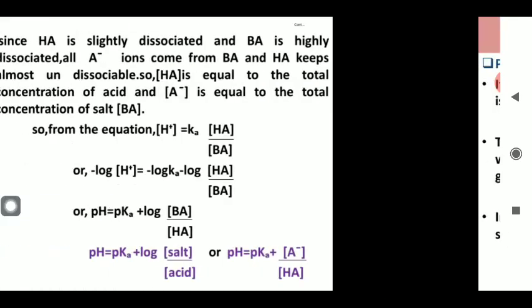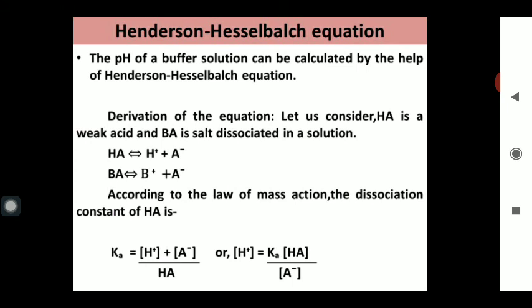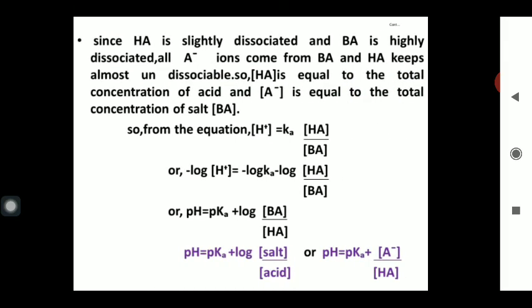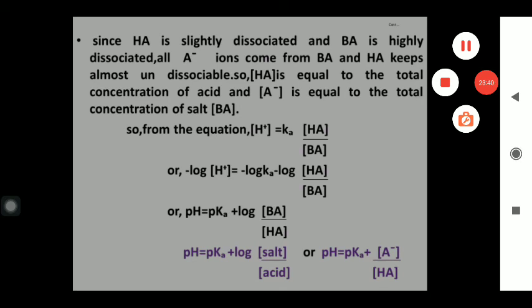So in this way, this equation is known as the Henderson-Hasselbalch equation. By this equation you can calculate the acidic nature of the buffer solution as well as you can calculate the buffer capacity.